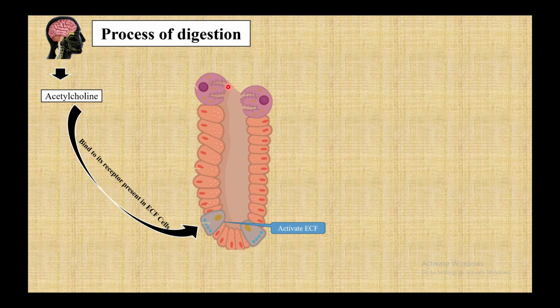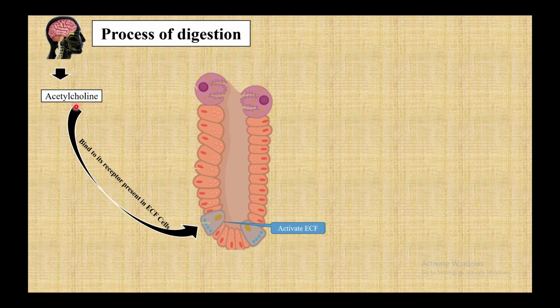I have already told you, this is a parietal cell, this purple color, and this orange color you are seeing, these are the chief cells, and this one where you are seeing my cursor, these are the ECL cells. So this ECL cell has a specific receptor known as the acetylcholine receptor. So when you are eating food, the central nervous system will get activated and it will produce the neurotransmitter called acetylcholine, and this acetylcholine will come and bind to the receptor present in the ECL cell.